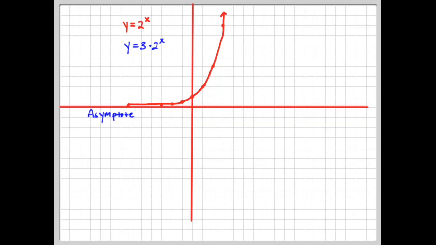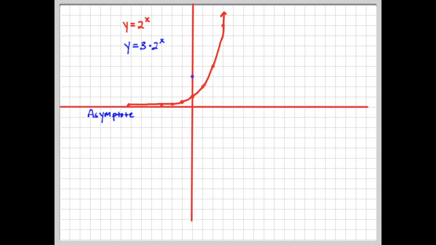The reason we start at 3 instead of 1 is because on the y-axis, x equals 0, right? And if I put in 0 for x, what's 2 to the 0 power? 1. Anything to the 0 power is 1. So 2 to the 0 power is 1, and 1 times 3 is 3. So that's my initial value. That's where my function starts.